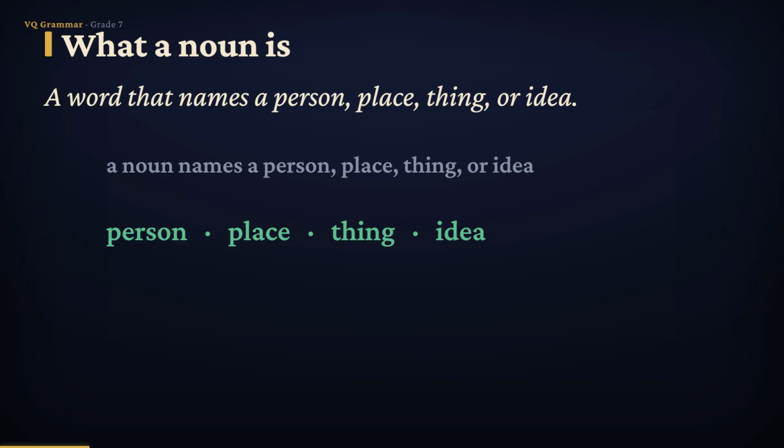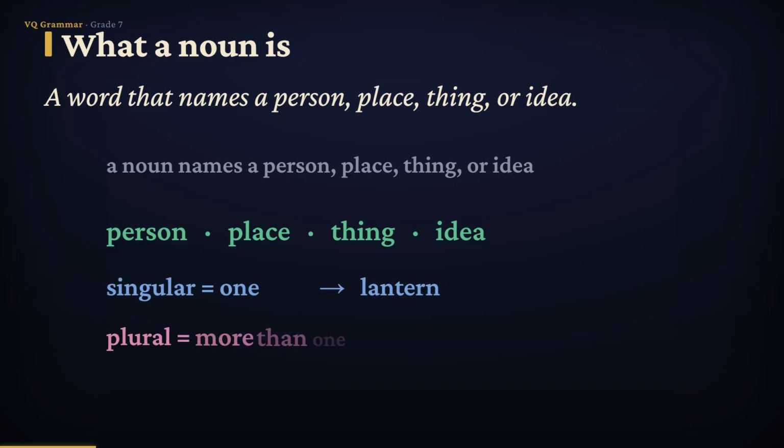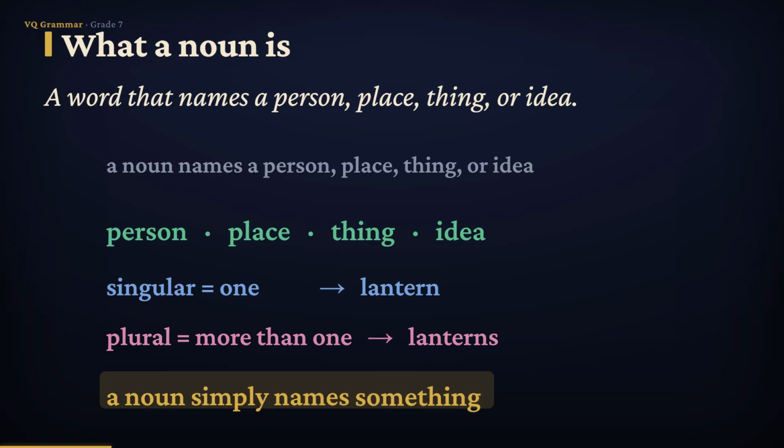And nouns come in two sizes. One of something is singular, and more than one is plural. Usually we make a noun plural by adding s or es. One lantern, two lanterns. That's the whole family of nouns in a nutshell.